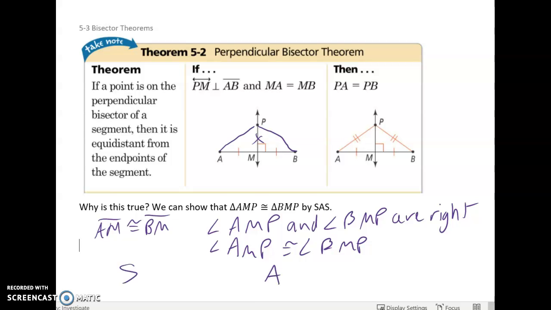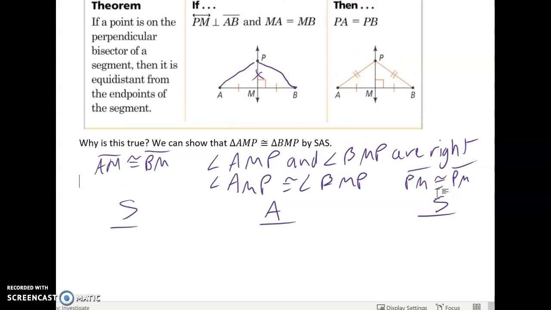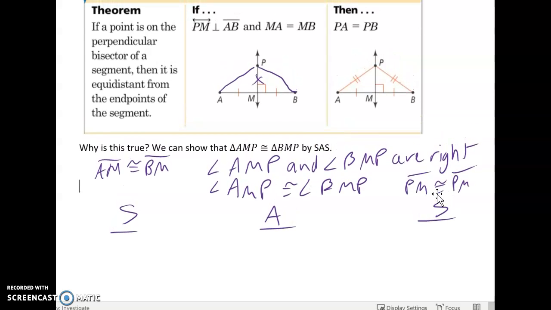And our last one is the second side. There's the second side that we need. And that last one, we'd simply say that PM is congruent to itself by the reflexive property. So we have side, angle, side. Okay? Now, knowing that it is congruent by side, angle, side, that means that the whole triangle is congruent.